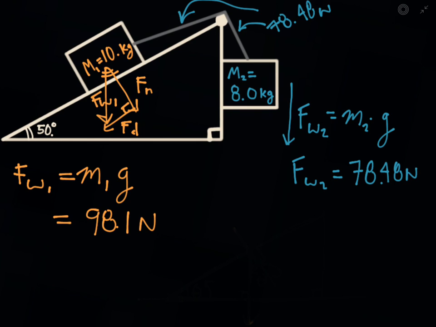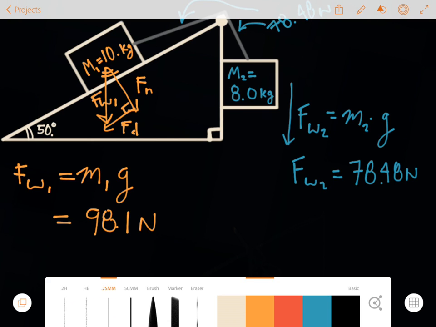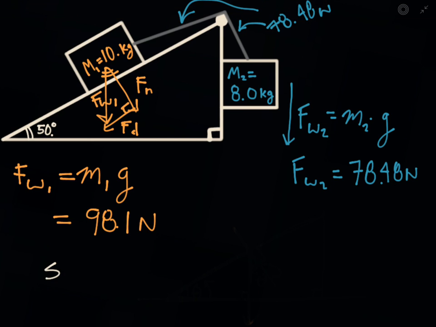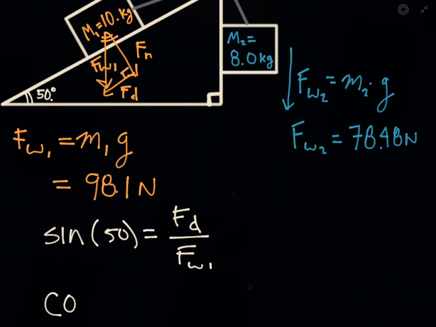If that new angle that we found is 50 degrees, I'm going to use a different color. We know that the sine of 50 degrees, using SOHCAHTOA, is equal to opposite over hypotenuse. So that's the force going down the ramp over the force of the weight of object 1. We also know that the cosine of 50 is equal to the force perpendicular to the surface. Well, it's not the normal force, but it's the force perpendicular to the surface.